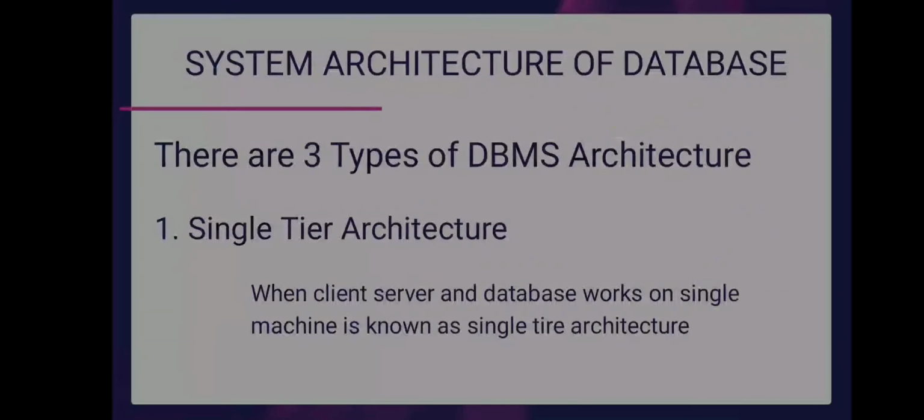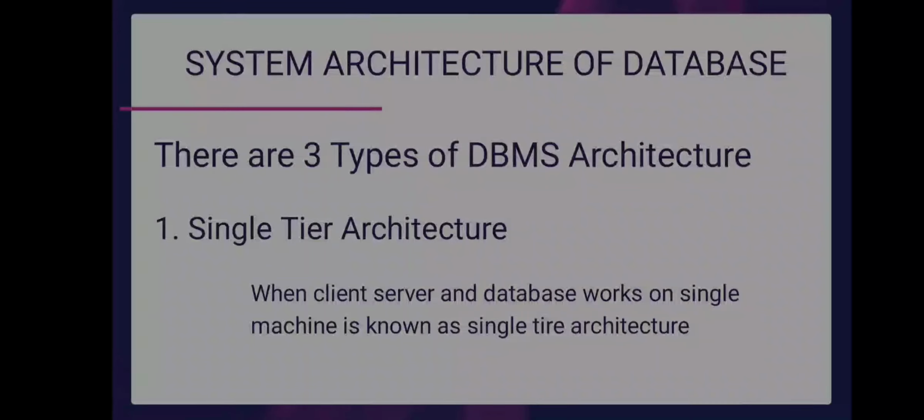Got the point? Now, after this, we will see the system architecture of the database. The system architecture has three different tiers. The first tier is single tier, where client, server and database work on a single machine. Your mobile phone is a single tier architecture, where the external level is your phone, and conceptually and internally your phone is also working.